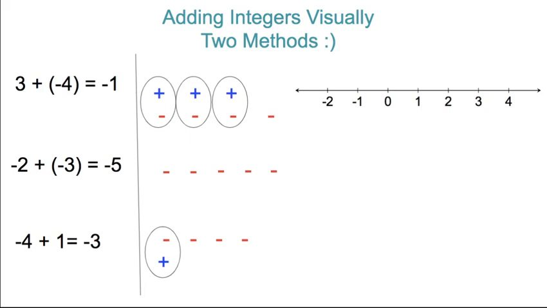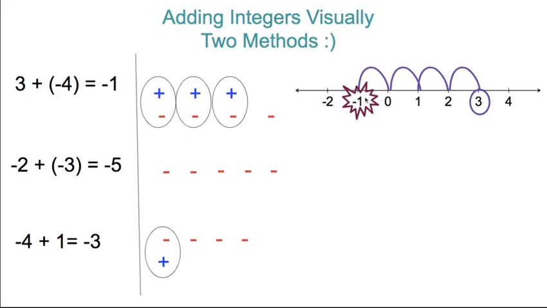Okay, let's take a peek at this. I'm going to start out with positive 3. Okay, so there's my 3. And now I'm going to go back 4. When you see a negative, it means to go back. So I'm going to go back 1, go back 2, 3, and 4. And I end up at negative 1. So the sum of 3 and negative 4 is negative 1.